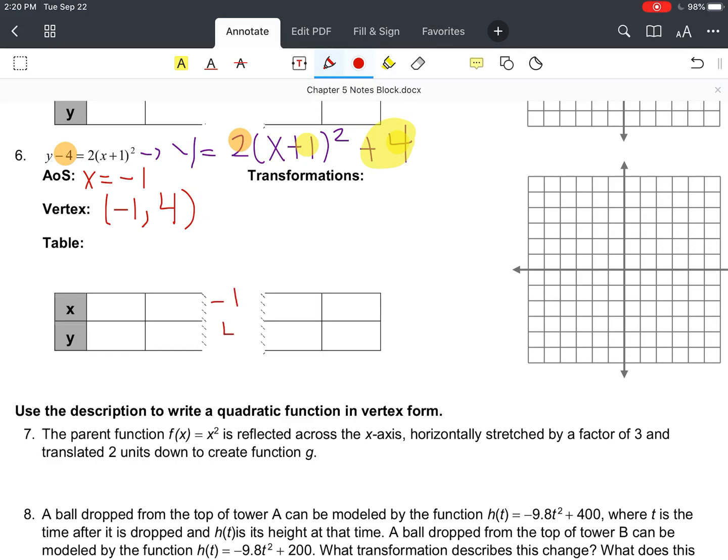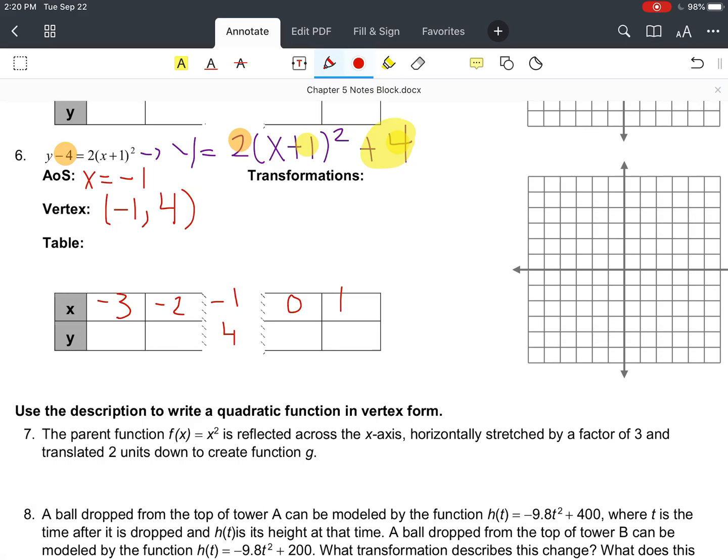So I'm going to fill in my table with x is negative 1, my y is 4, and then to the right of negative 1 would be 0 and 1. To the left would be negative 2 and negative 3.